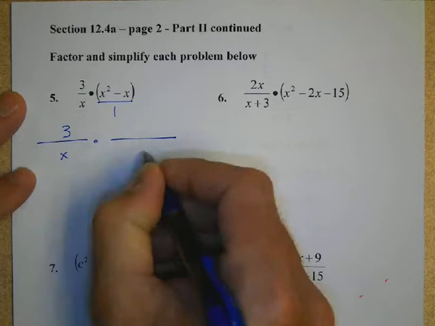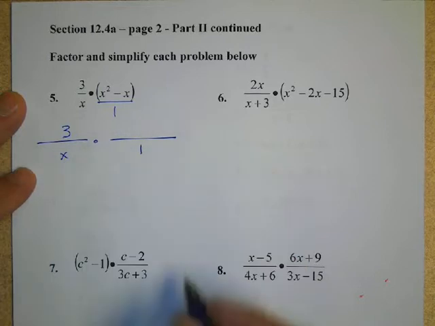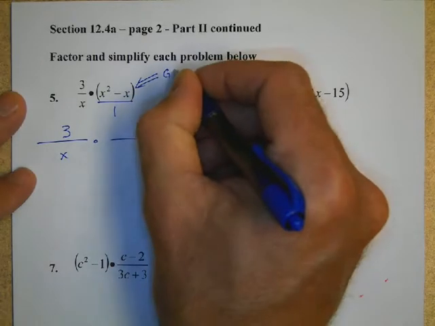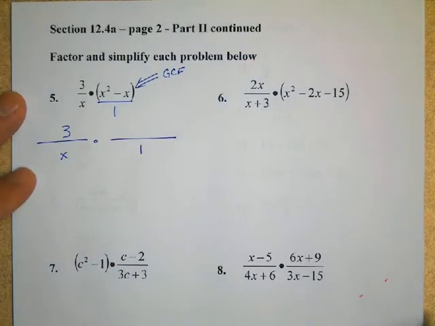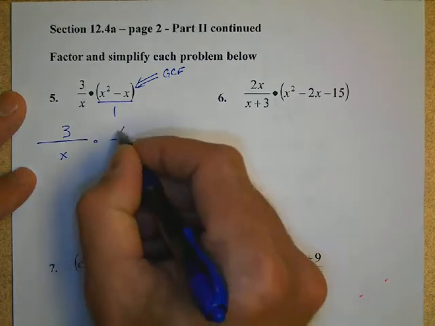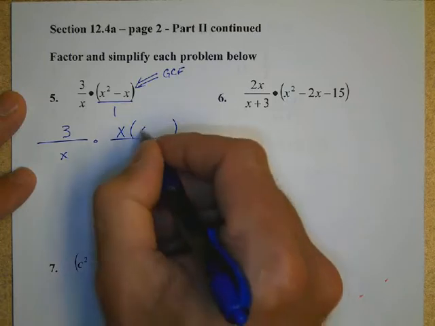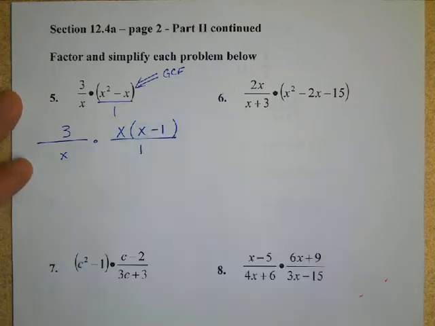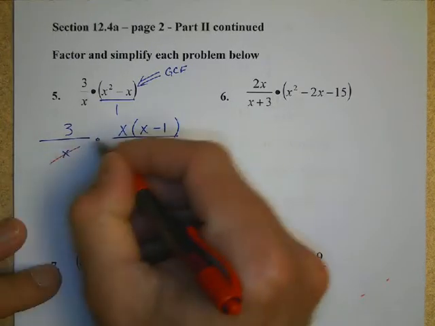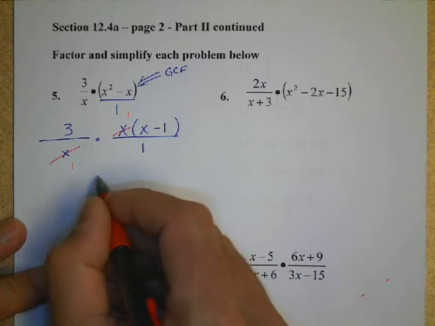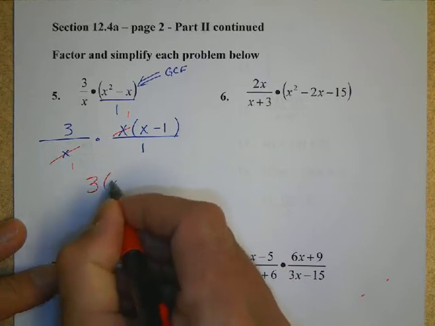Now, this problem, we're going to look for a GCF. We always look for that first. What's the GCF there? I hope you saw that the GCF is x. When we take an x out, we have an x minus 1 left. Now we can cancel now that we've factored the problem. The x's cancel, leaving us with nothing else in the bottom, so my answer is just 3 times x minus 1. I don't need to put over 1 since there is no denominator.